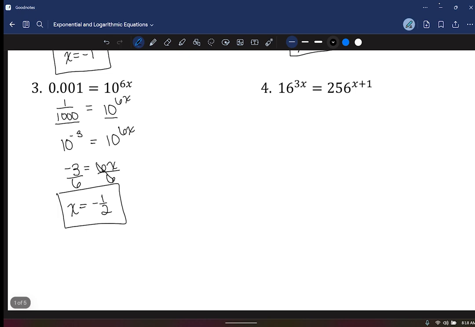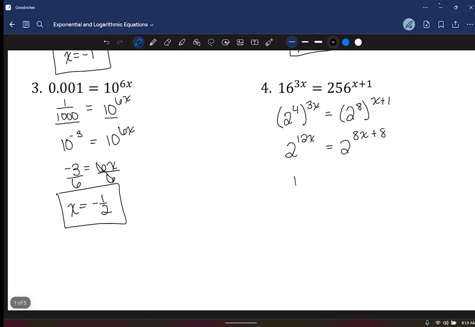All right, so I have 16 and 256. So I know that I can use a base of 2. So 16 is 2 to the 4th. And that's still being raised to the 3x. 256 is 2 to the 8th, and that's being raised to the x plus 1. So I have 2 to the 12x is equal to 2 to the 8x plus 8.